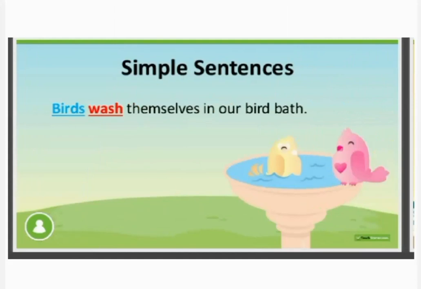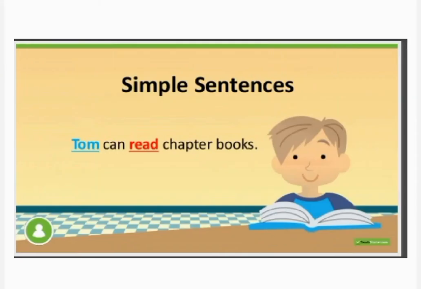Birds wash themselves in our bird bath. In this sentence, birds is the subject, wash is the verb, so it is also a simple sentence. Tom can read chapter books. Tom is the subject, read is the verb, and it is making complete sense, so it is a simple sentence.